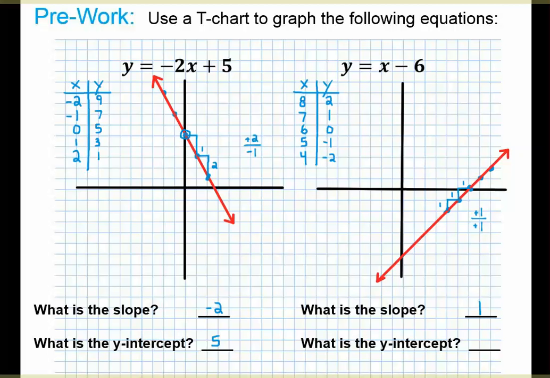Let's take a look at the y-intercept. The graph crosses the y-axis right down here at this point. Okay, so my y-intercept looks like it's 1, 2, 3, 4, 5, negative 6.